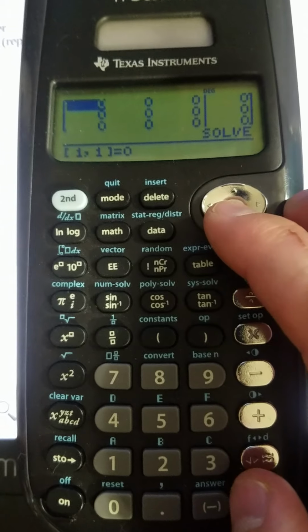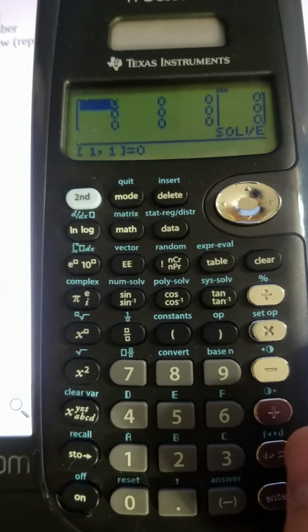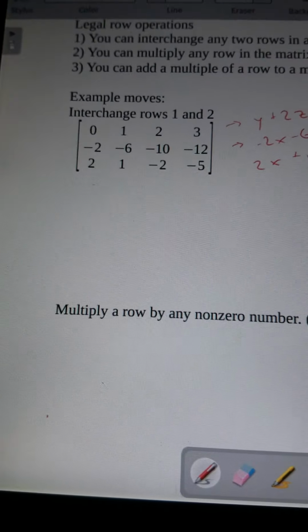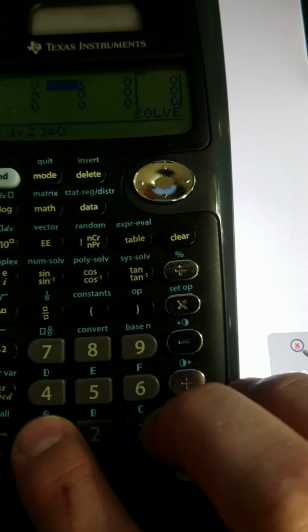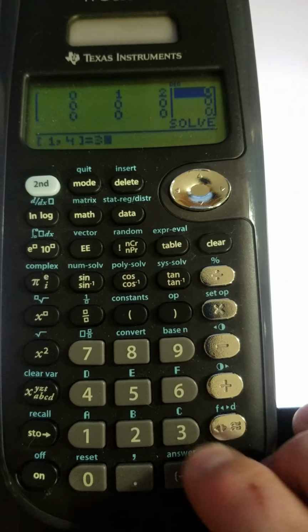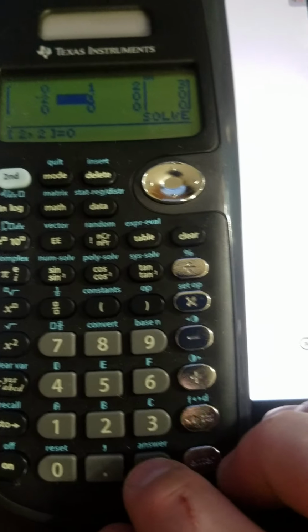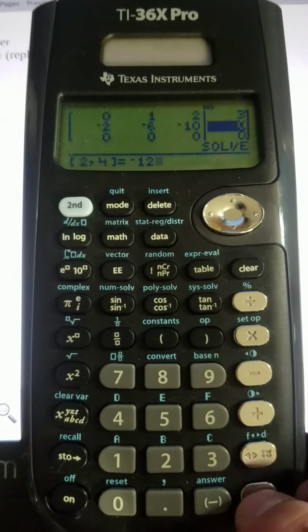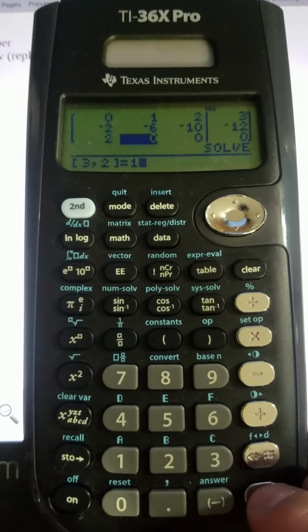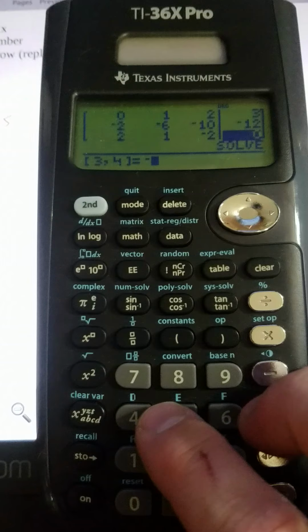So you can see when I pressed enter there, it brings me into an area where I can put in an augmented matrix. So I'm just going to put that matrix right there. We get 0, enter, 1, enter, 2, enter, 3, enter, and just go through the whole matrix like this. Negative 2, negative 6, negative 10, negative 12, 2, 1, negative 2, negative 5.